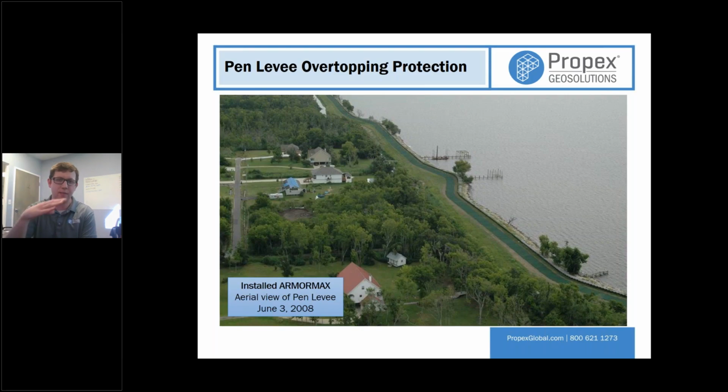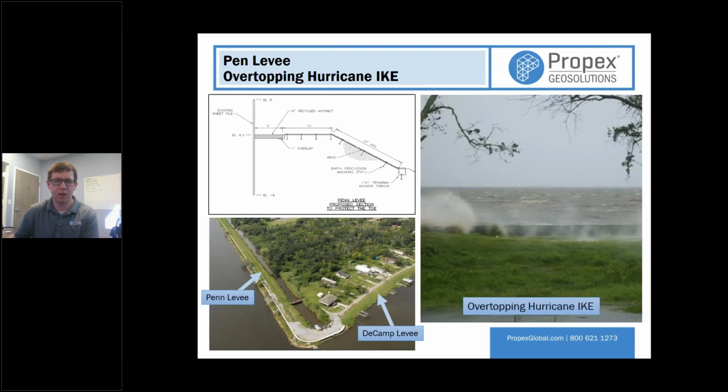So this is not the wave impact. This is once it overtops, looking at protection there. So you see the protection here on the backside. Both the Penn and the Camp levee was installed prior to, or once, vegetation established. Then Hurricane Ike came through and overtopped the whole levee system.